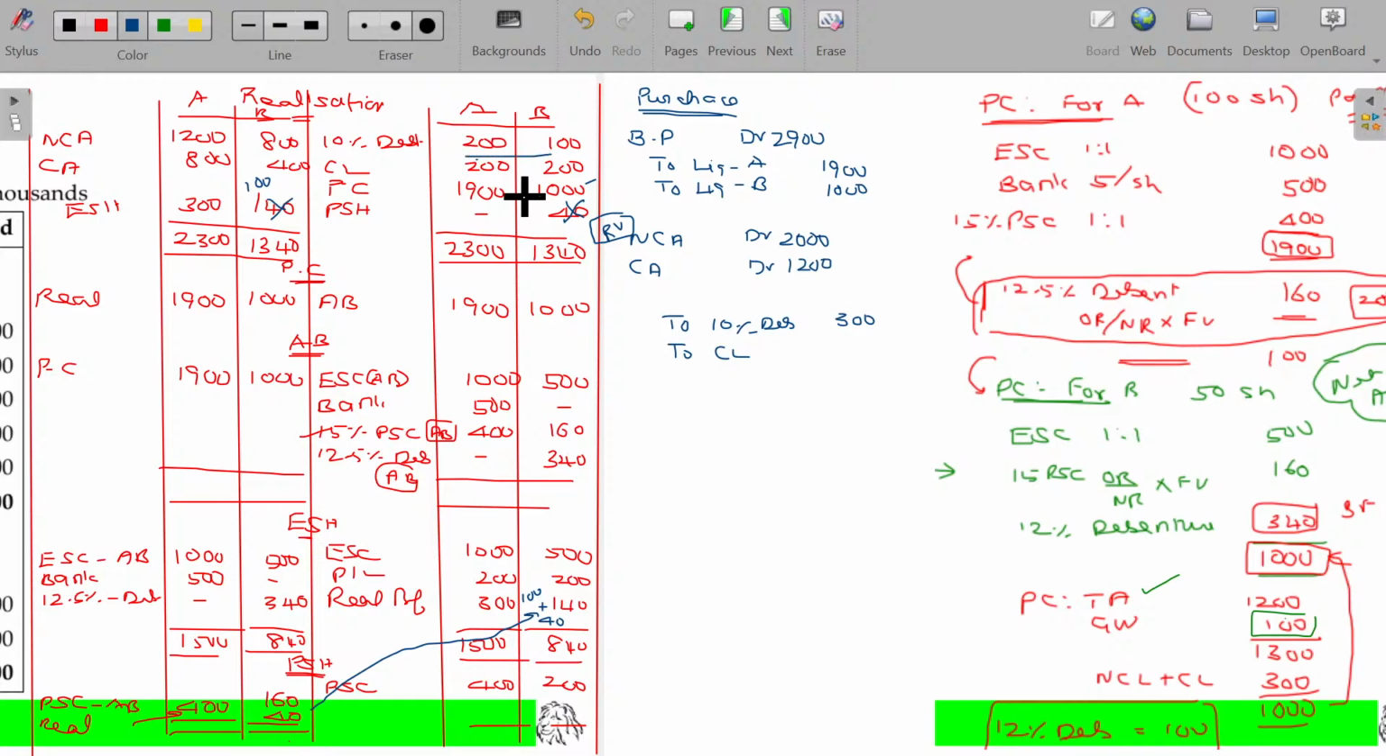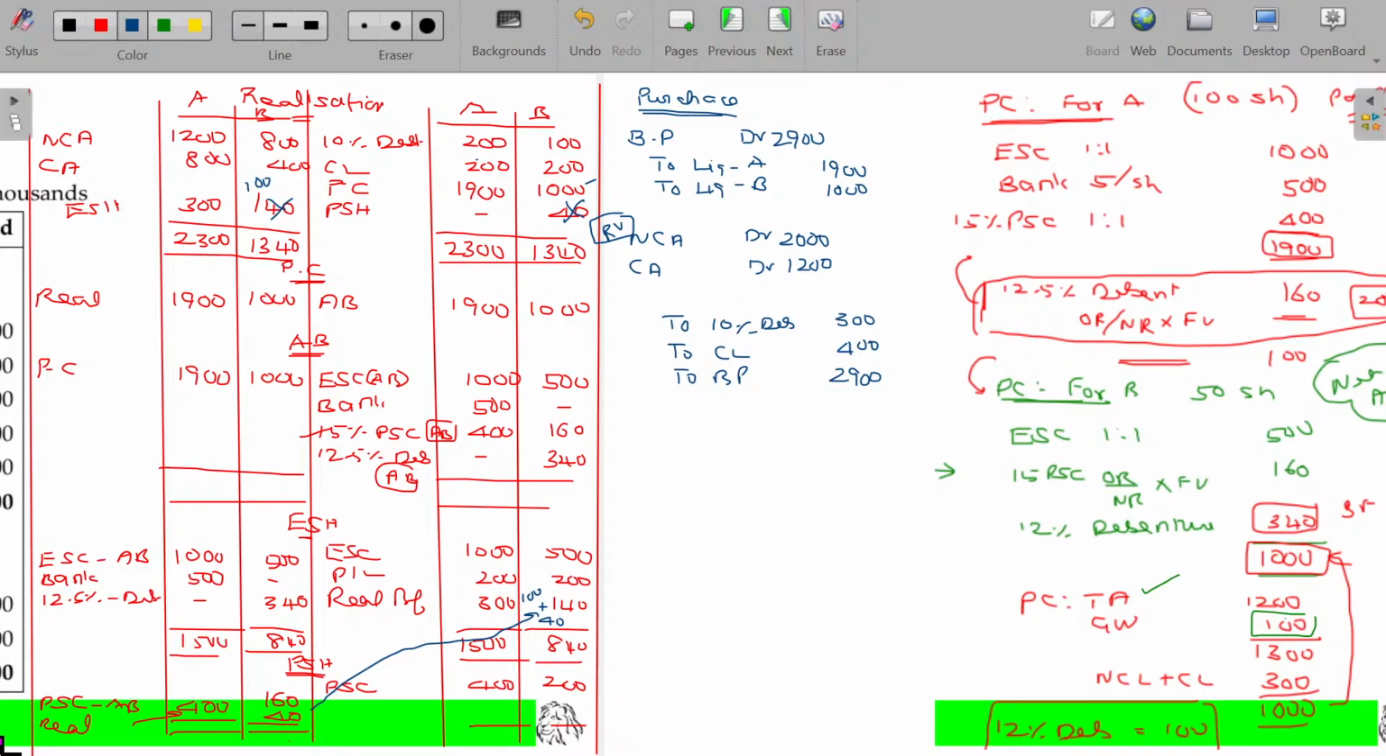Current liabilities being, already we have taken the 10% debentures for 300 rupees, current liabilities being 200 plus 200, 400 rupees, there is no value change. The original amount payable to them is business purchase, 2900. Cross verify whether the debit is equal to the credit side or not. So 3200 rupees being the debit side value total, and credit side we have 3600. 400 rupees shortage is there now, so we have no other choice.